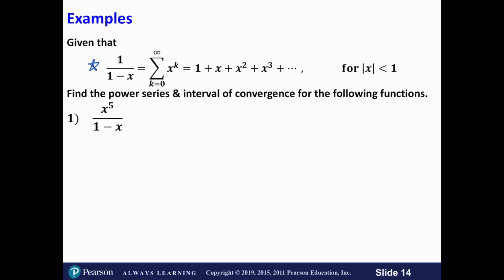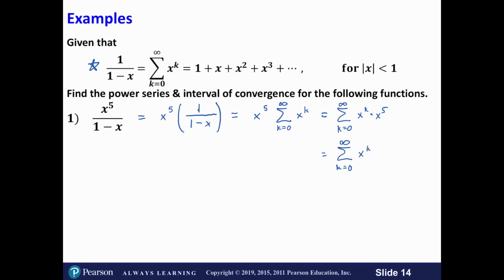So x^5 over 1 minus x really is just x^5 times 1 over 1 minus x. And 1 over 1 minus x is just equal to this sum. And we know if we multiply by x^5 outside of the sum, we can just write it like this: x^k times x^5. We just put it on the inside of the sum, and we can add those exponents together if we want to. Okay, and this thing is our new power series.